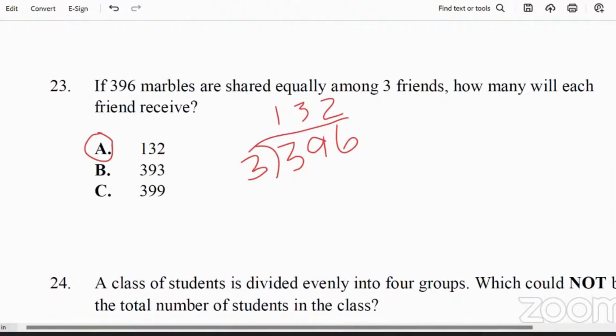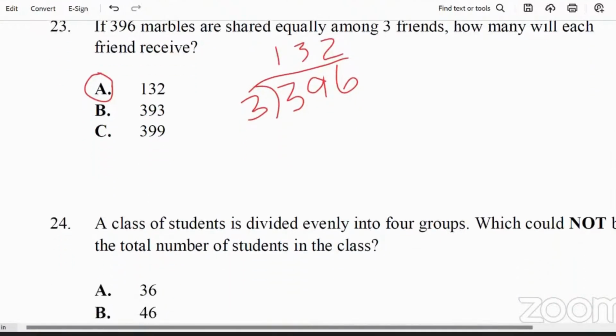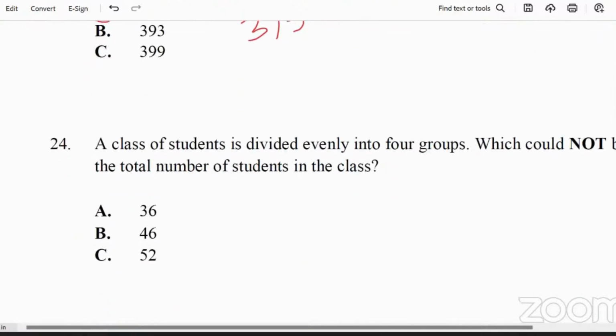Another thing I like to tell students, because I know sometimes people think about money or food or certain things, and the concept comes across easy: just think about it in terms of money. If you had $396, and you're going to divide it by 3, how much money would each person get? They would get 100 and something, right? So if you use something that would make it easier for you to understand, substitute marbles, put money in there, or put food, so that helps you get your answer that much quicker.